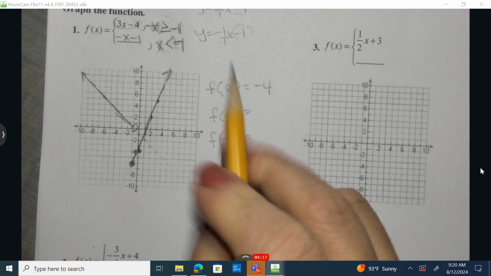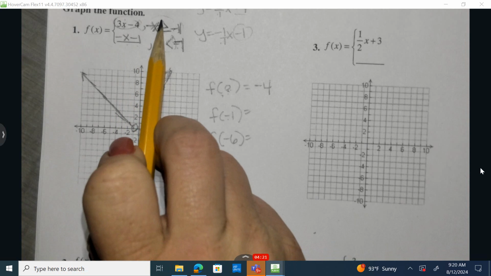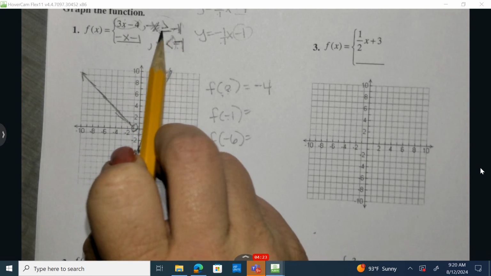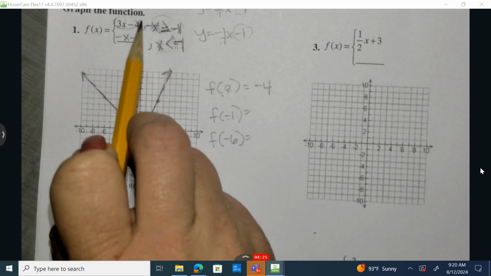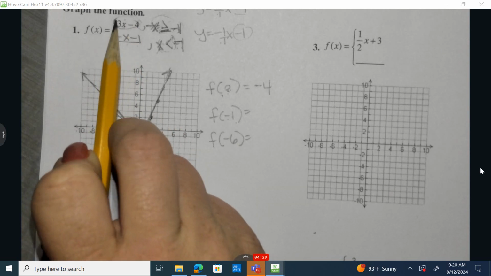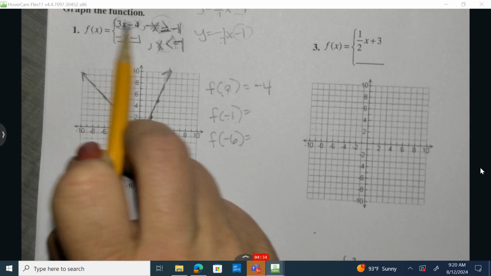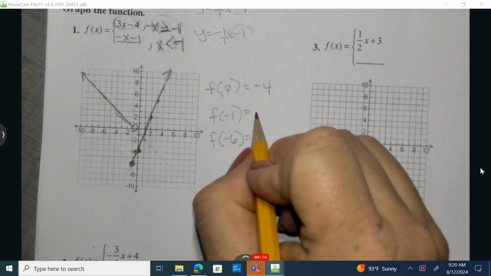All right, I'm going to go to negative 1. So negative 1, well, negative 1 is not greater than negative 1, but it's greater than or equal to. So again, I'm going to apply this piece of the function. I substitute in negative 1. 3 times negative 1 is negative 3. Negative 3 subtract 4 is negative 7.